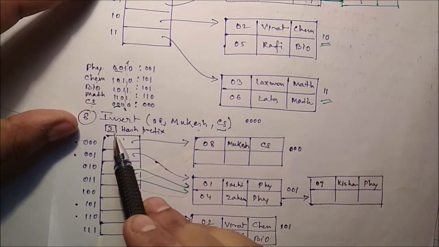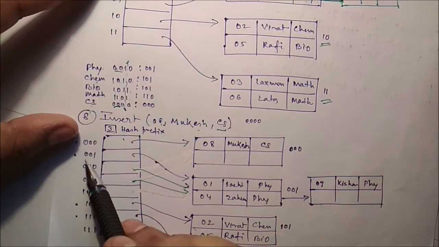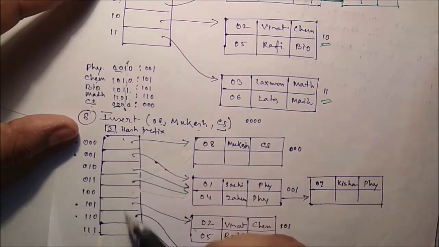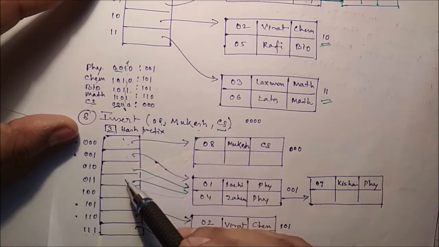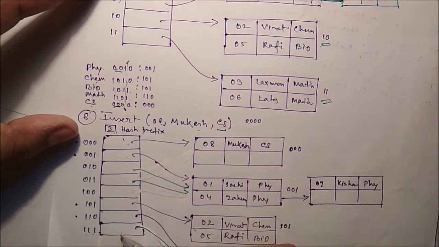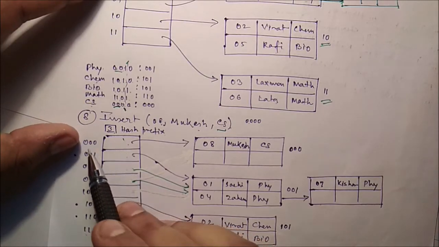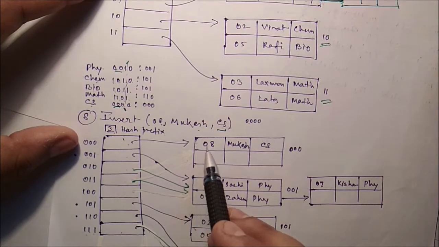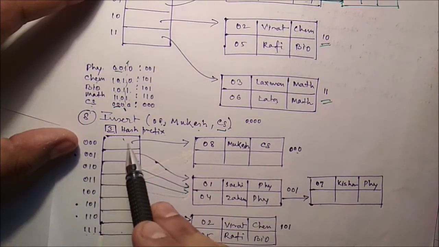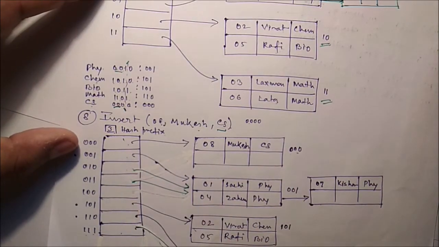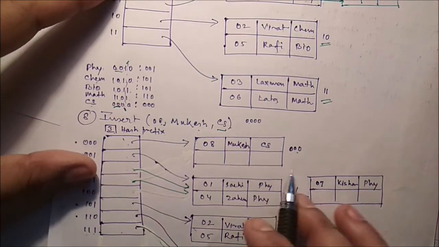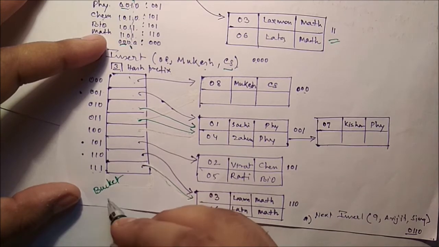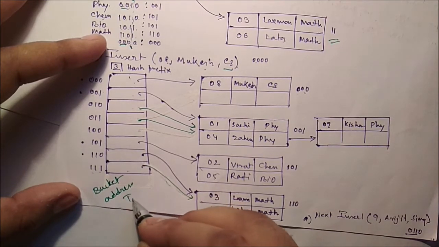So 3 bits means 000, 001 up to 111. That means it can accommodate 8 buckets: 1, 2, 3, 4, 5, 6, 7, 8 buckets. So we have to accommodate the buckets. If it is 000 here, we have to create a link for the bucket 000 with this particular bucket address table. This is what our bucket address table is.